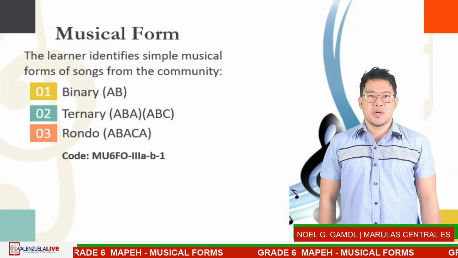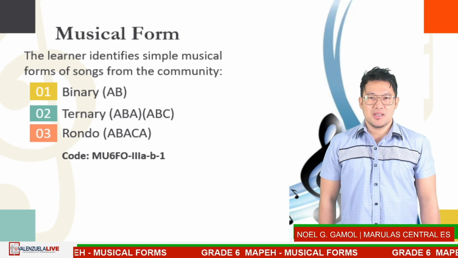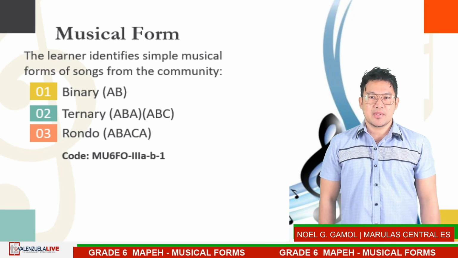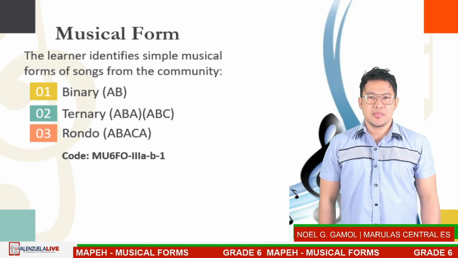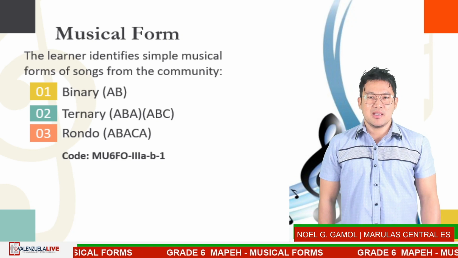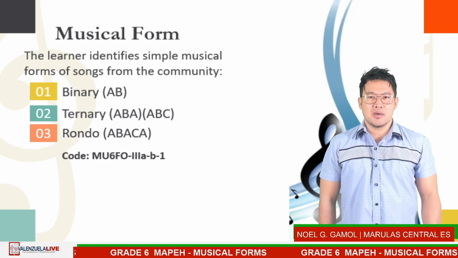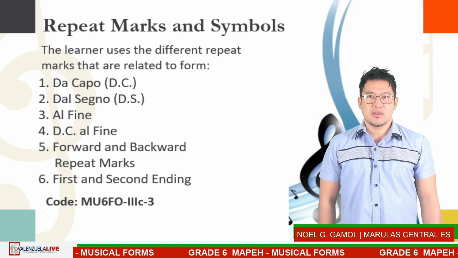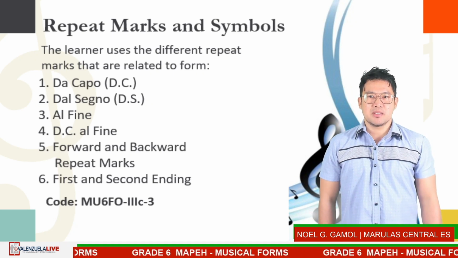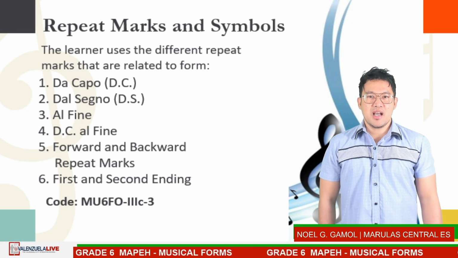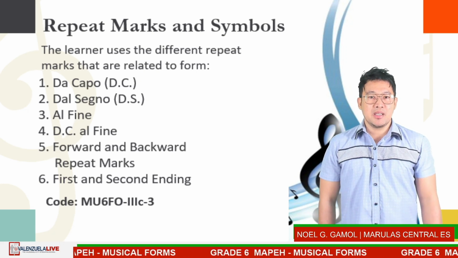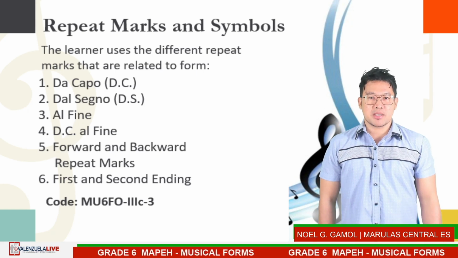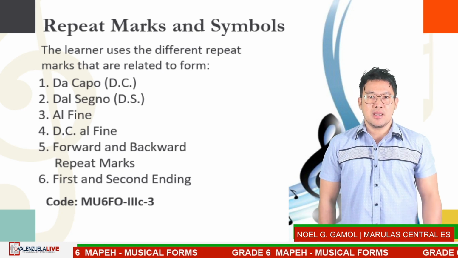At the end of the lesson, you are expected to identify simple musical forms of a song from the community. Binary, AB. Ternary, ABA, ABC. Rondo, ABACA. Repeat marks and symbols. DC Alfine, repeat from the beginning until the word fine. Forward and backward repeat marks. First and second ending.